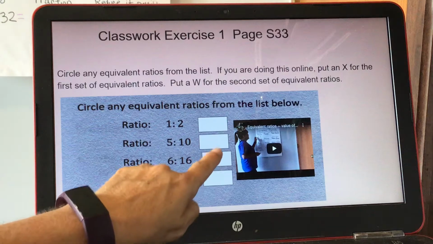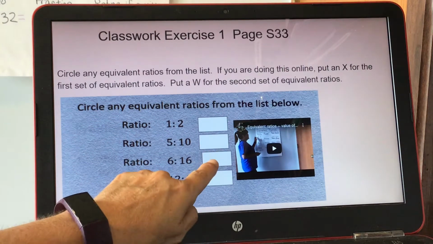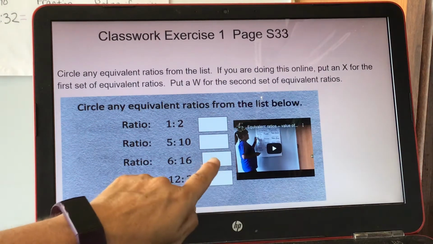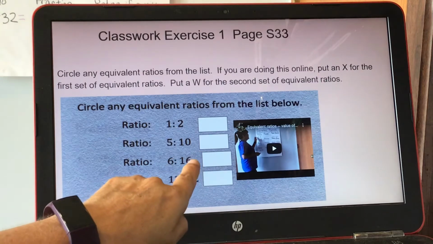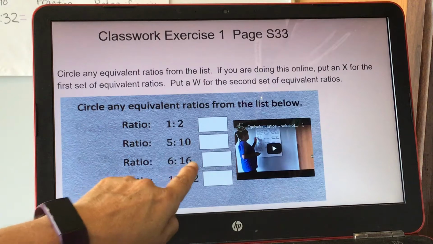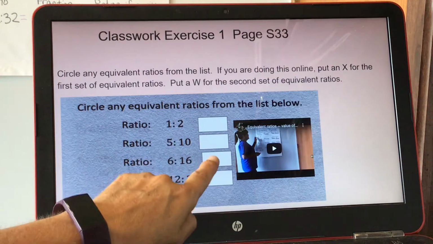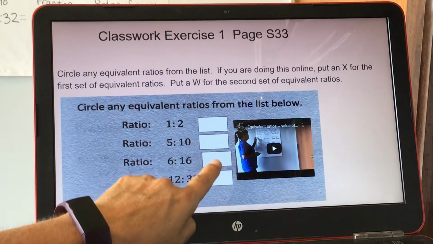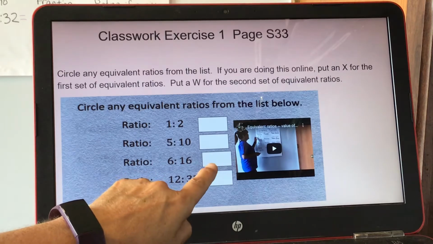Okay, ratio 6 to 16. If I change it to a fraction, 6 would be my numerator, 16 would be my denominator. I divide both by 2. 2 goes into 6 3 times, and 2 goes into 16 8 times. So this would be 3 over 8, okay?